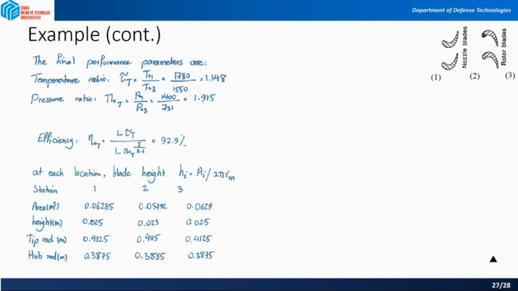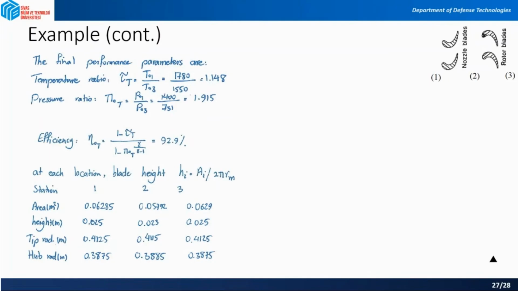So we said that after finding the values at each location, we can list our findings there. So at stations 1, 2 and 3, we are listing the annulus area, the height, and the radius of the tip and the hub of this turbine.